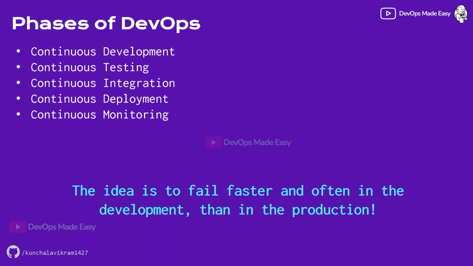Okay? And once it is there in the production, we have to continuously monitor it. Okay, if you're not monitoring, you will not know how your application is performing in real time, right? So these are the various phases of DevOps.